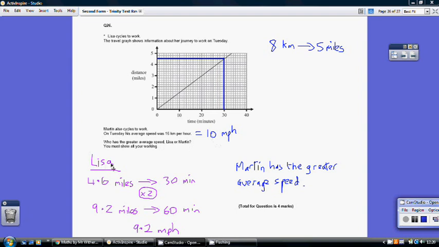So let's work out Lisa's speed from her distance time graph. Just take a reading. I've taken this reading here, and I've seen that Lisa goes 4.6 miles in 30 minutes. Now, to get a speed, I need to know how fast she would go in an hour. So if I double both of these, I see she goes 9.2 miles in 60 minutes. So her speed is 9.2 miles per hour. Martin's speed was 10 miles per hour. So Martin has the greater average speed.